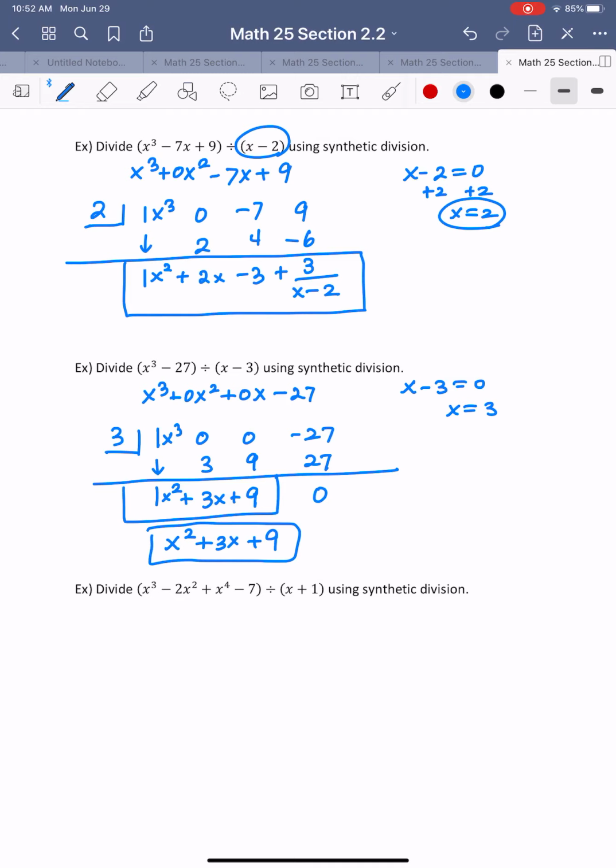Now divide. The x cubed minus 2x squared plus x to 4 minus 7 and divide by x plus 1. So first of all, we have to write the dividend in descending order, okay?